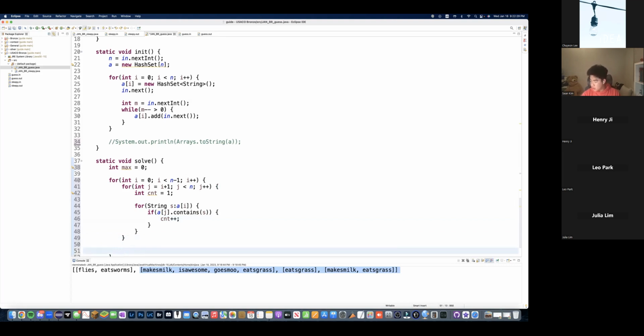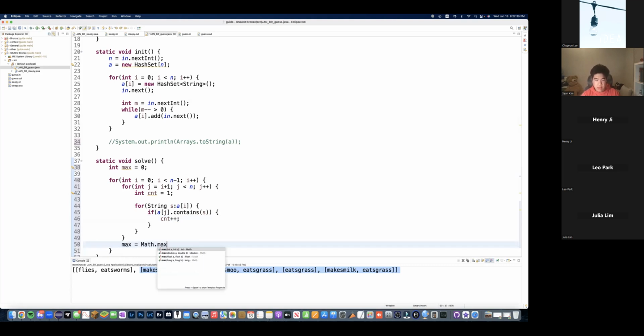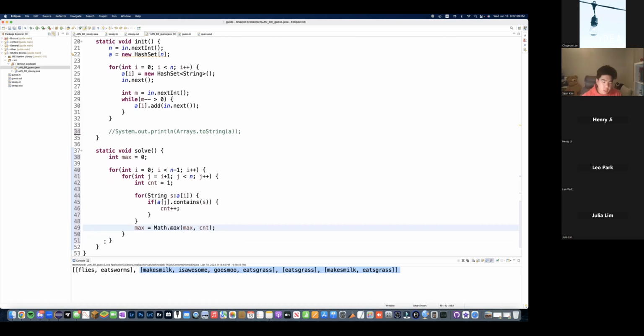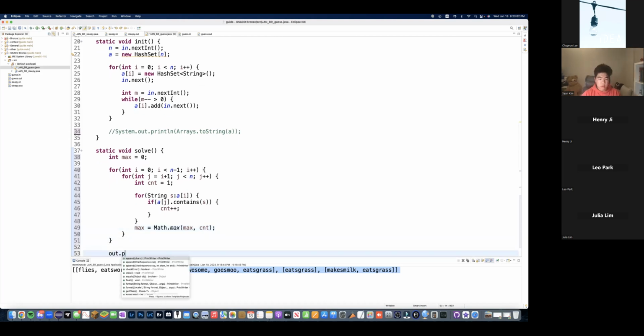And then from there, we check. max is equal to Math.max of max and cnt. If you see here, cnt will give you an error. I hope you did notice that, because it's outside of where I created cnt as a variable. So we put it back in here. And then it'll check if count works or does not work. And then we're going to print out, not count, I meant max.